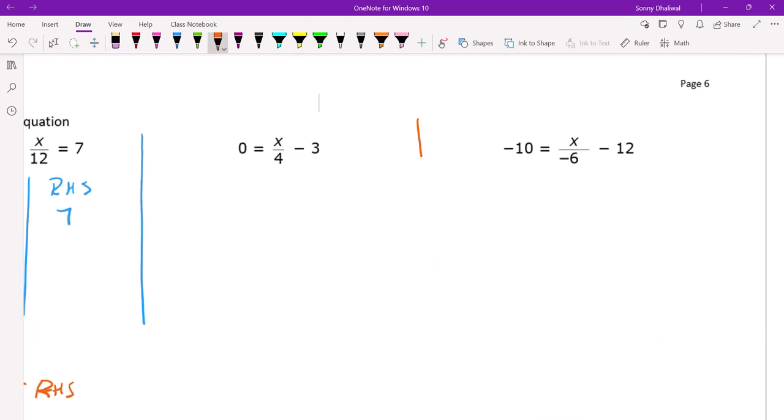Try this one by yourself, whatever method you want, and tell me, is negative 12 a solution? Yes, it is a solution, or no, it isn't a solution. So you should have come up with not a solution, by whatever method you did. All right.